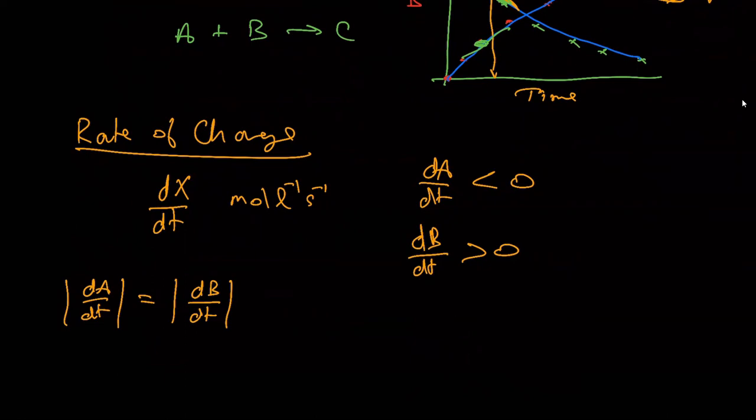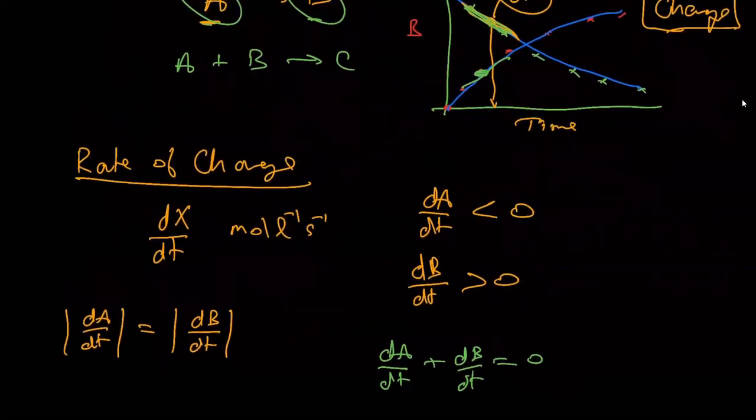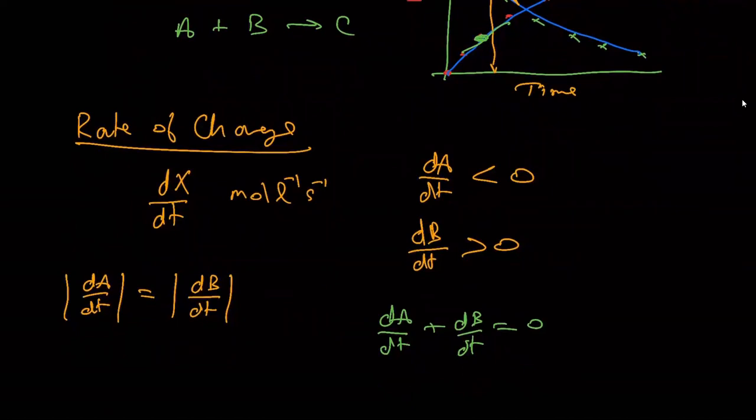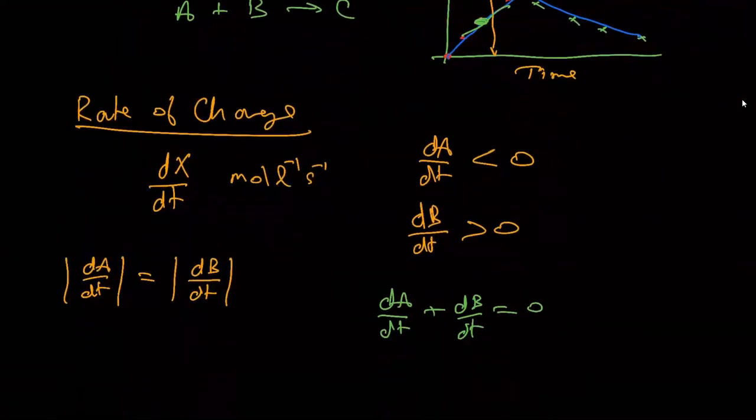The fact that they're the same and the signs are different also means, just out of interest, that dA by dt plus dB by dt equals 0. That tells me that the total mass of the system isn't changing. For every A that disappears, one B appears, so I don't lose any total mass of the system. Anyway, that's the rate of change.